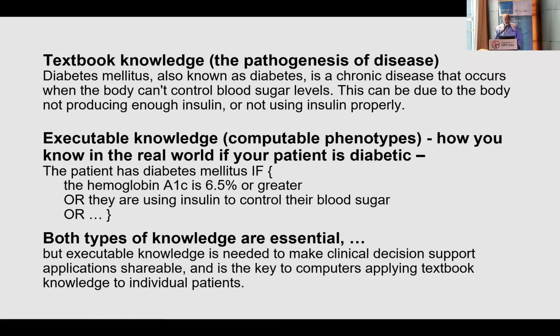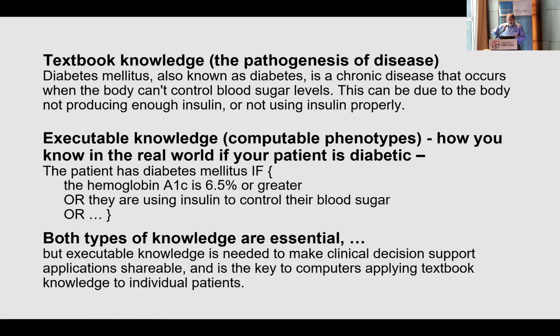Now, there are two kinds of knowledge that I like to think about. One is textbook knowledge, which is a description of the pathogenesis of a disease. For instance, for diabetes mellitus, what you're talking about is the fact that there's a relative lack of insulin. Either insulin isn't being appropriately produced, or the cells aren't responsive to the insulin in the normal way.